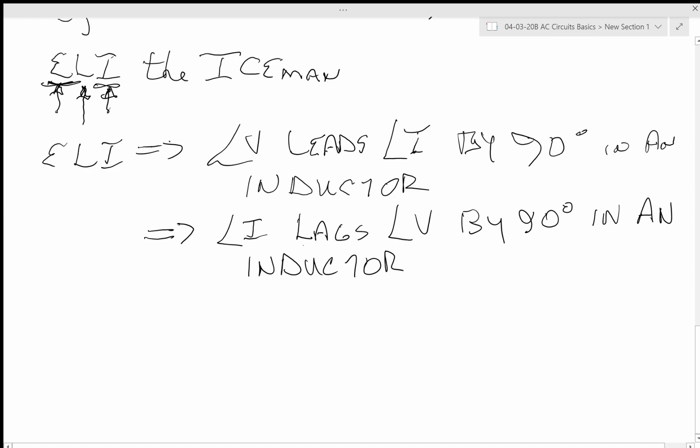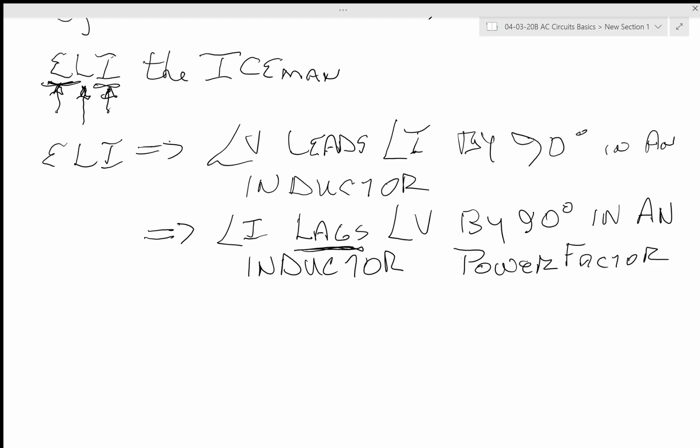And basically that word lags deals with the power factor. And we're not going to get into that quite yet, but next week we will. Power factor, very important in power systems. In fact, if you don't have a certain power factor and you're a customer of El Paso Electric, they will charge you extra for this.